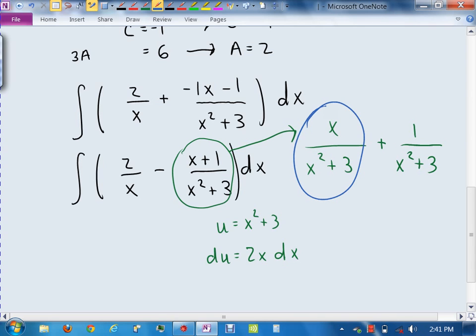Okay. And then what about this one? That's arctan. That's 1 over x squared plus a squared. You have a formula. So it'll be 1 over root 3 arctan of x over root 3. But you have to go look that formula up. I've got to stop. Okay, I'm sorry.